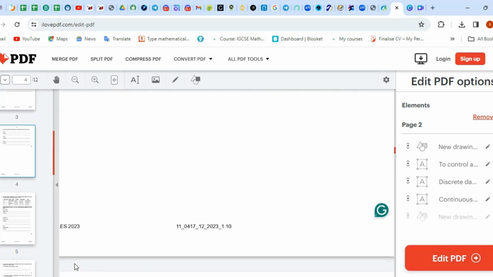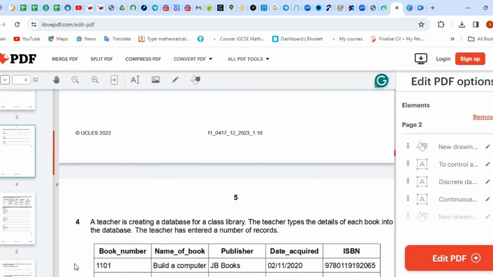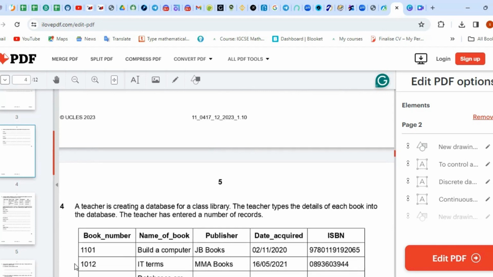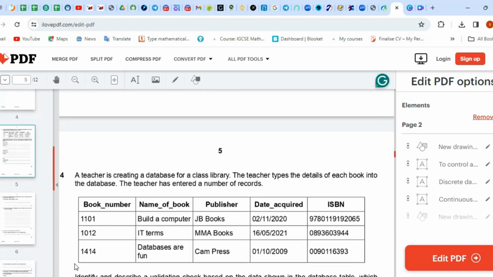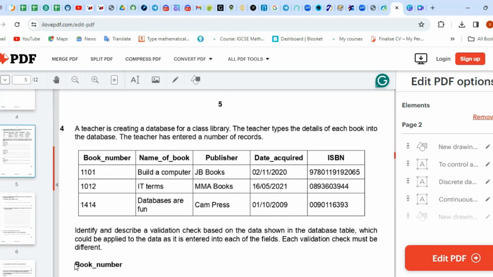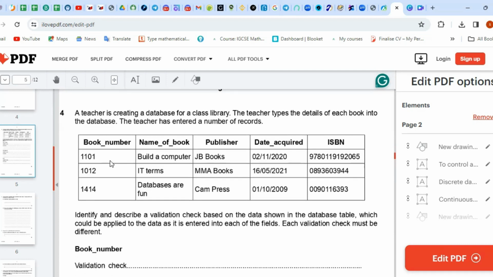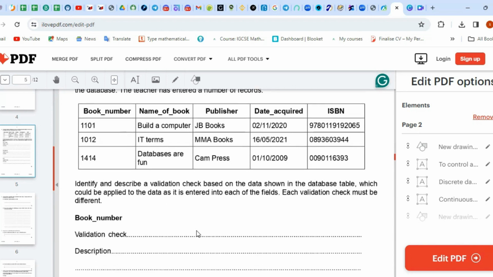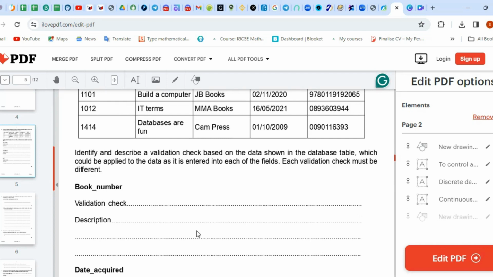All right. So let's go to the next question. Question number 4 says, a teacher is creating a database for a class library. The teacher types the details of each book into the database. The teacher has entered a number of records. We have book number, name of book, publisher, date acquired, ISBN. Identify and describe a validation check based on the data shown in the database table, which could be applied to the data as it is entered into each of the fields. Each validation check must be different.